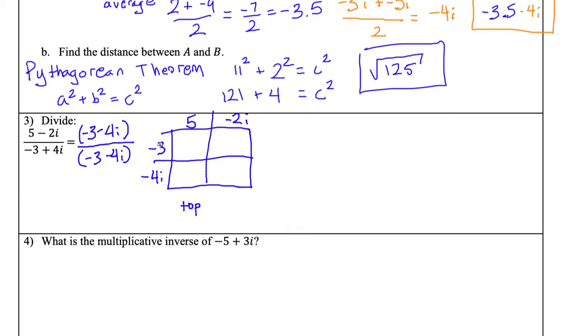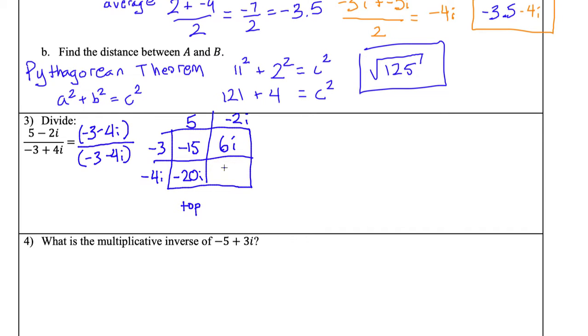Make sure it's copied down, so I'm not going too fast. We are now going to multiply -3 times 5, which is -15. -2i times -3 is 6i. 5 times -4i is -20i. And you're allowed to have i squared in your answer here.